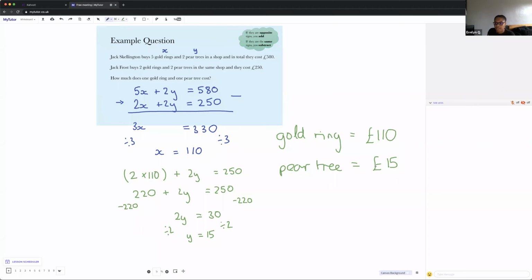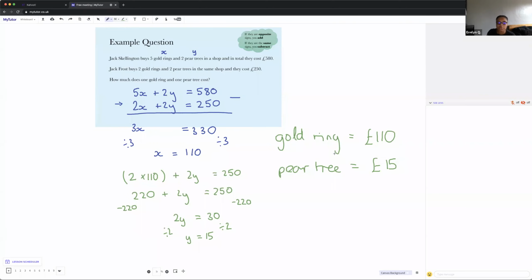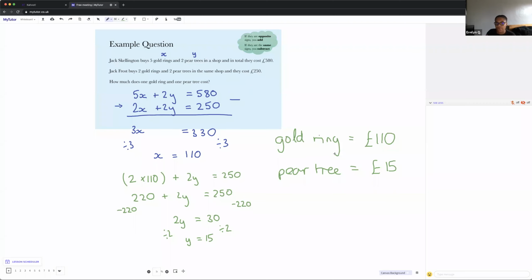You have to give a unit. Is it pence? Is it pounds? Is it euros? Make sure you put down how much it actually costs and what they are, because if they're asking how much 1 gold ring costs, you can't say x equals 110. That doesn't tell me how much a gold ring costs. Yeah, so always remember to finish off your questions properly.